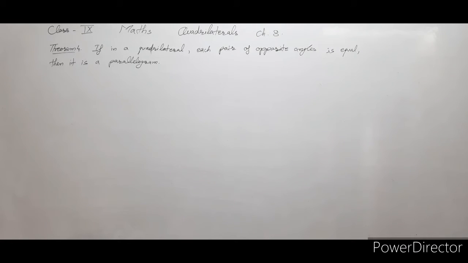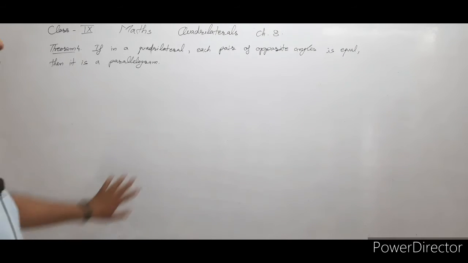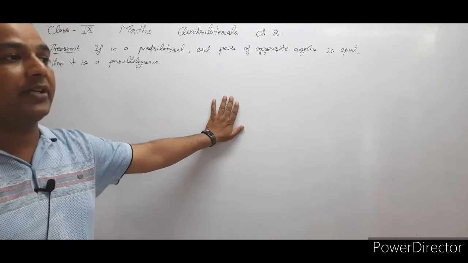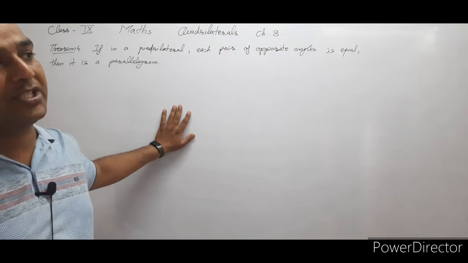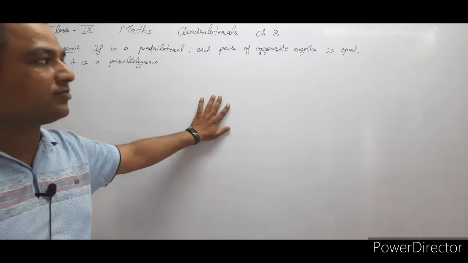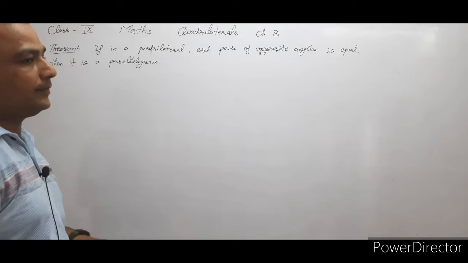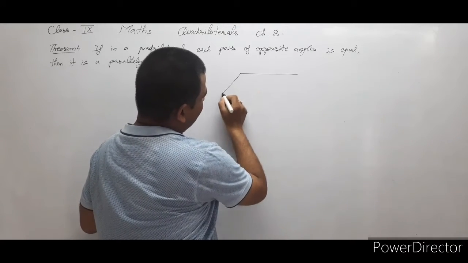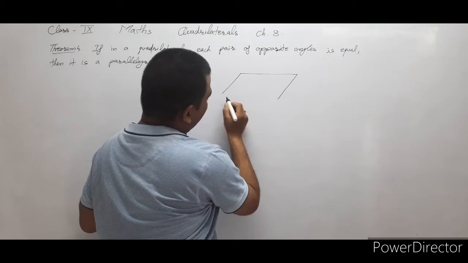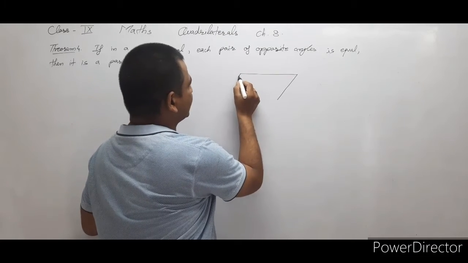Next theorem, theorem number 4. If in a quadrilateral each pair of opposite angles is equal, then it is a parallelogram. So in this theorem, we will go through any quadrilateral in which each pair of opposite angles are equal, then that quadrilateral is called a parallelogram. We will use these theorems in our exercise 8.1 related to quadrilaterals.